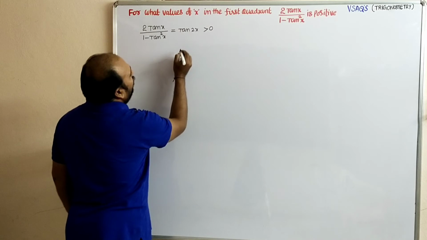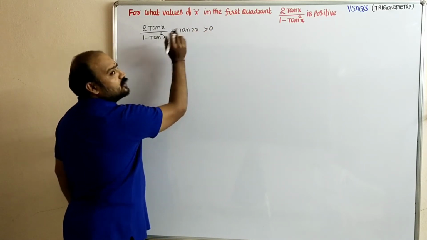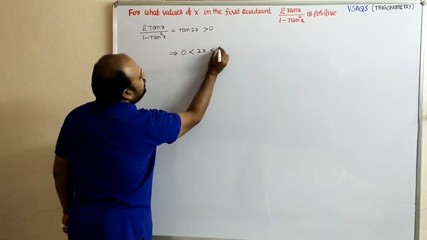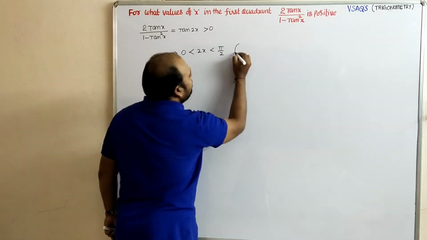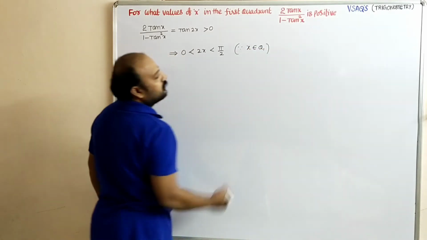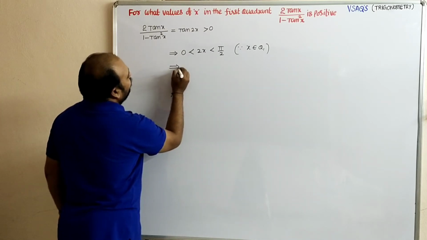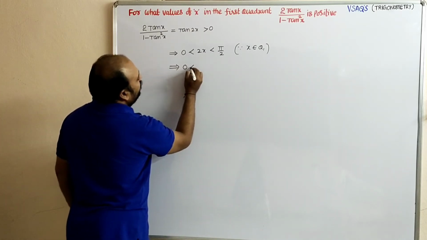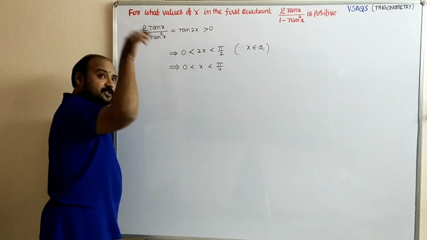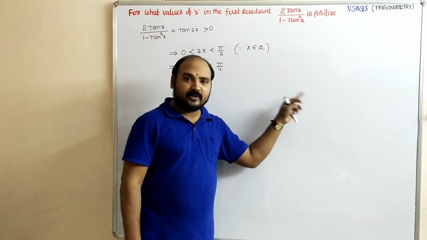And we observe that whenever x is in the first quadrant, 2x lies between 0 and pi by 2 only, no? So that implies 0 is less than 2x is less than pi by 2, since x belongs to the first quadrant. But I want the x value, not 2x. So dividing by 2, 0 is less than x is less than pi by 2 by 2, that is pi by 4. First quadrant means 0 to pi by 2, no?